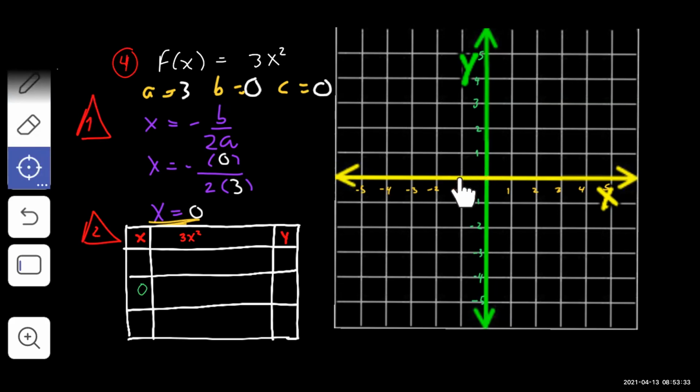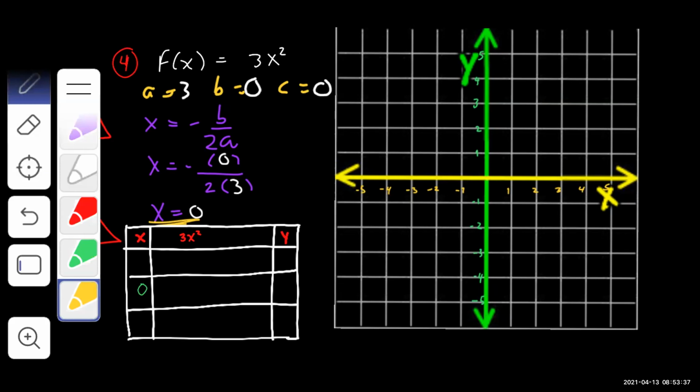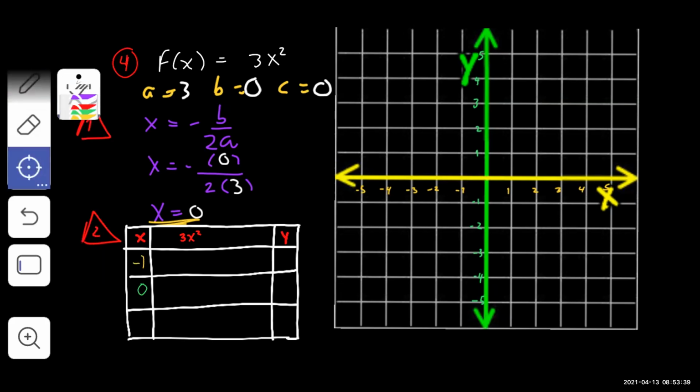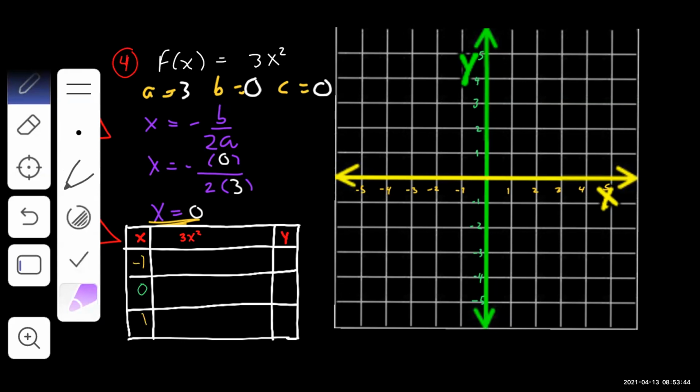What is the value to the left of 0? -1. Okay, let's take -1 right here. And tell me a value to the right of 0. +1. Perfect. Okay, now it's time to substitute this.